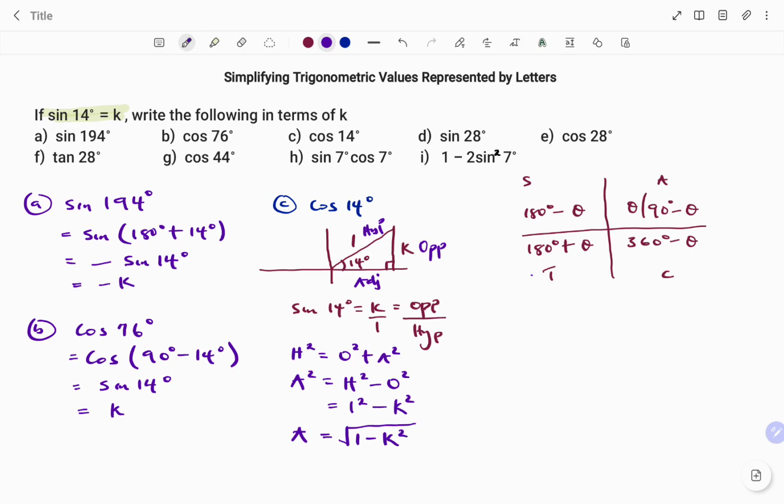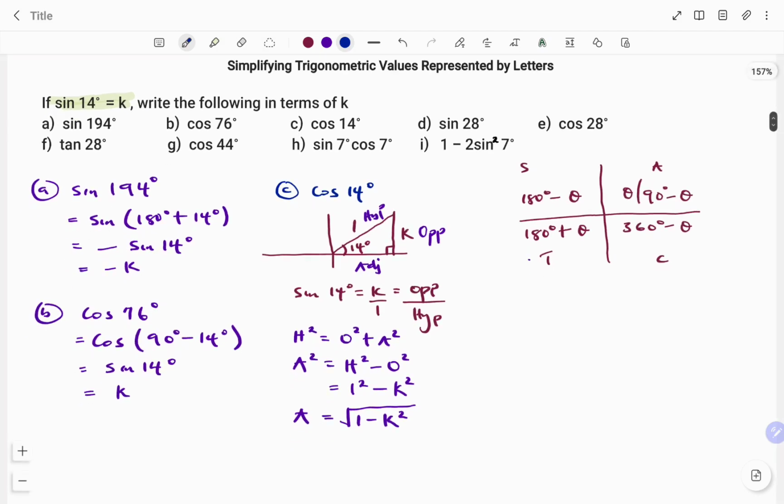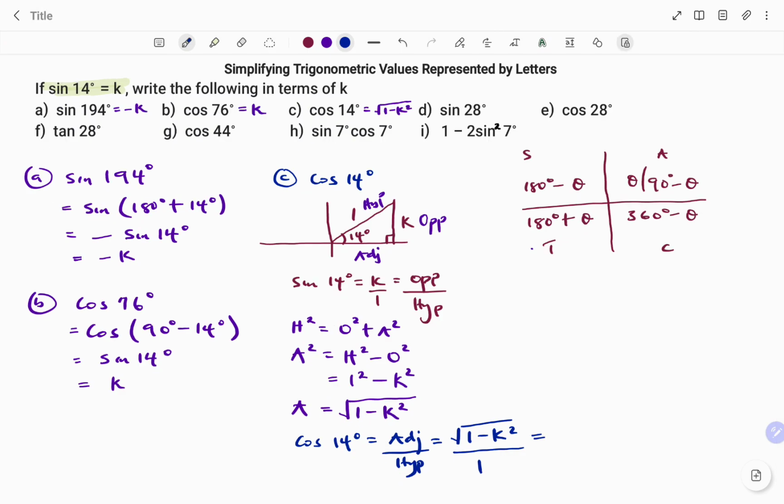Going back to our cos 14, we have cos 14 degrees is equal to adjacent over hypotenuse. Adjacent has been calculated as the root of 1 minus k squared, over hypotenuse, which is 1. So therefore, cos 14 degrees will be equal to the root of 1 minus k squared. The next question says find sine 28 degrees.